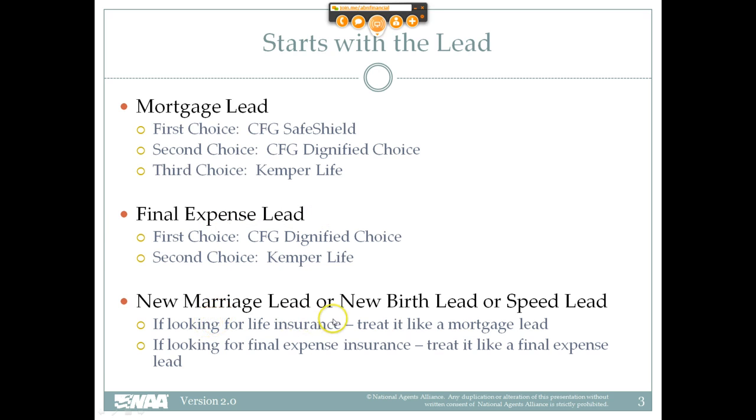If the product is a new marriage lead or a new birth lead or a speed lead, which is an internet lead, these folks are typically looking for life insurance that will take care of their specific situation. It may not necessarily be whole life for final expense, but sometimes just regular life insurance. Well, in this case, we're going to treat it like a mortgage lead. We're going to look at covering them with Safe Shield first, and then maybe Dignified Choice if they can't fit into Safe Shield, or Kemper Life. If they're specifically looking for final expense, then we're going to treat it like final expense insurance. So it really depends on what they're looking for.